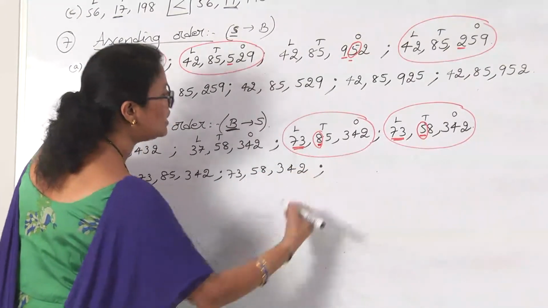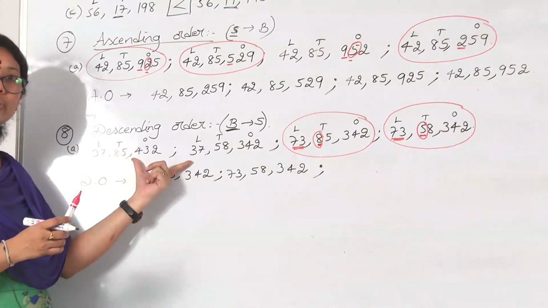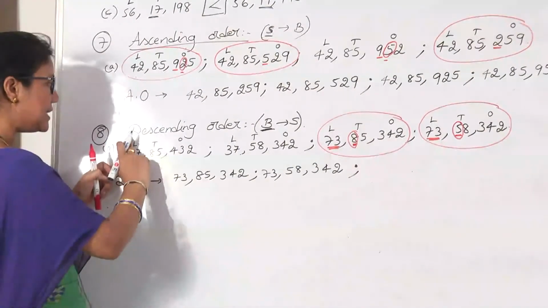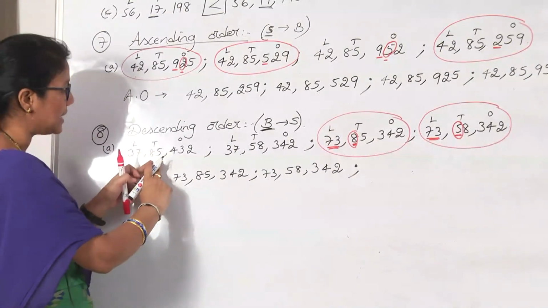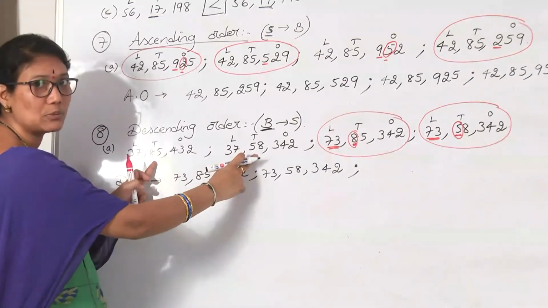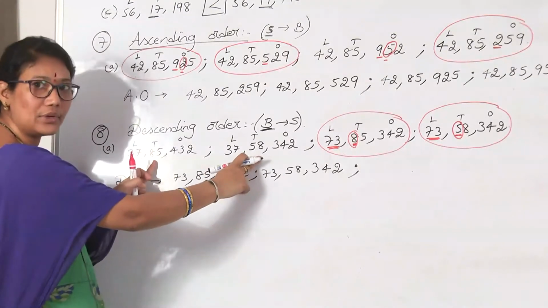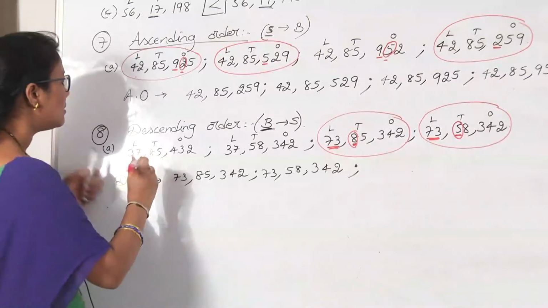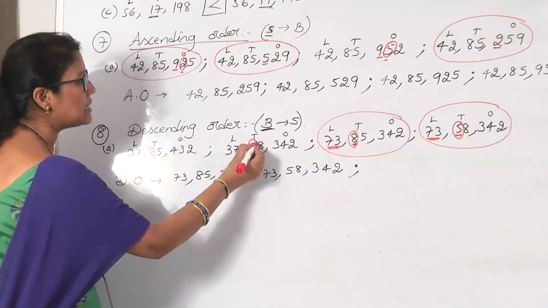lakh 58,342. Right children? Now comparing these two numbers, from the remaining two numbers, again we are going to choose the biggest number. Right children? So lakhs period is same. So we move on to thousands period. Under thousands period it is 85 and here it is 58. If you can say directly, it's up to you, you can say it. As we know 85 is greater than 58, or you can move place wise. Under 10,000s place, here it is 8 and here 10,000s place is 5.